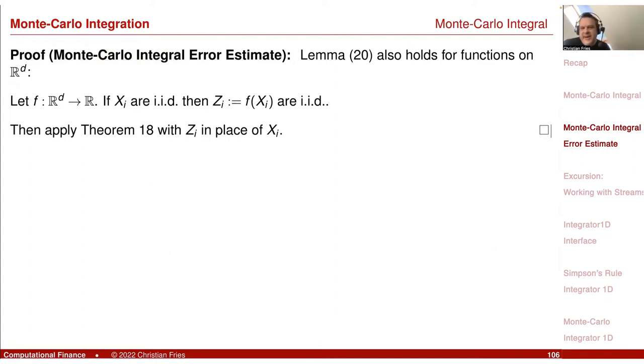The thing is that our little lemma that allows us to move from our Monte Carlo approximation to the Monte Carlo integral also holds for functions on R^d. So if f is a function from R^d to R, and I have a sequence of IID random variables, now vector valued, then the function values, set Z_i being f of X_i, are also IID. And then I apply theorem 18, our error estimate, with Z_i in place of X_i. So let's go to the theorem.